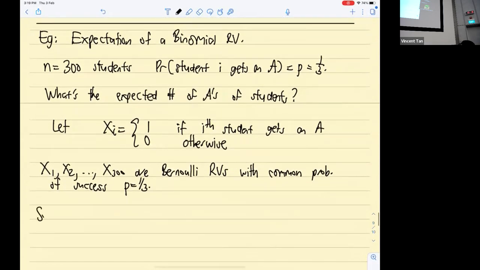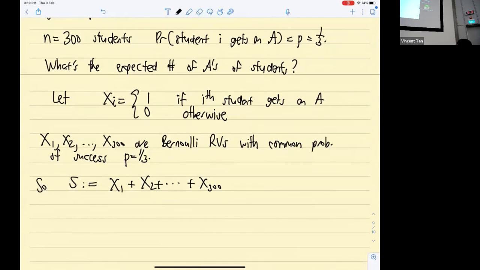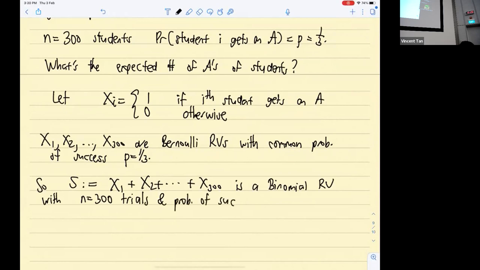So let's define S to be X1 plus X2 plus all the way up to X300. S stands for sum. What is the distribution of S? S is a binomial random variable with N equals 300 trials. That means I'm trying 300 times, with probability of success P equal to 1/3. So I'm basically summing up 300 Bernoulli random variables, each one of these is a Bernoulli. And the sum of N Bernoulli random variables is nothing but a binomial random variable with 300 trials and probability of success P.